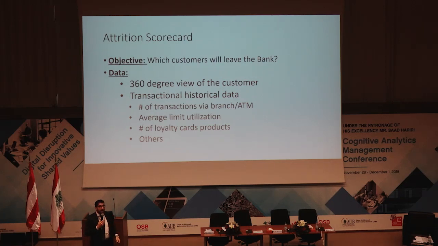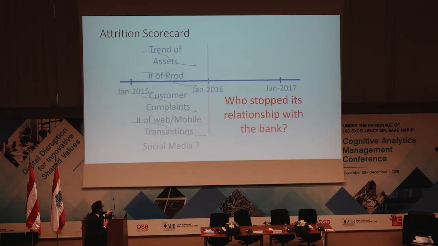So, moving faster, in the attrition scorecard, any institution has this problem of attrition of customers. We need to develop a prediction model to know which customers will leave the bank, to try to retain them and give them special offers, special treatment, and so on. For that also, we need to collect 360-degree behavioral data to know which customers will leave, such as number of products, number of transactions with branches, customer loyalty, problems from the call center, and so on.